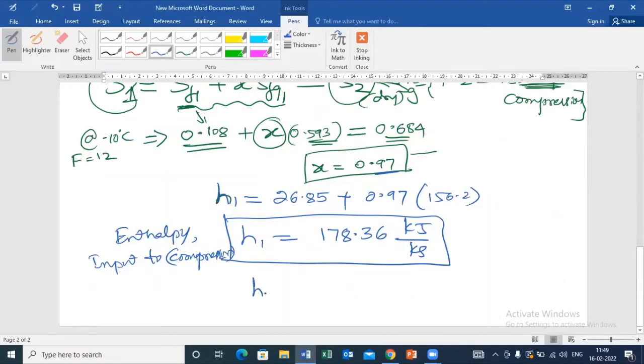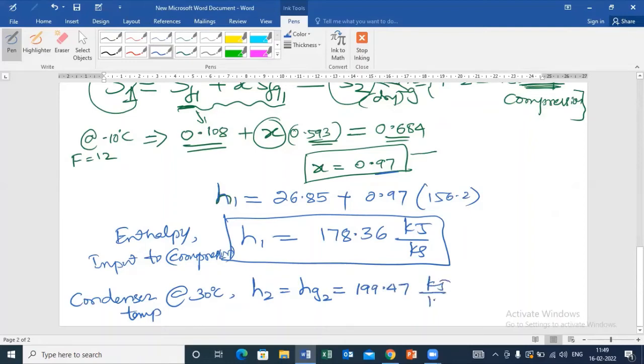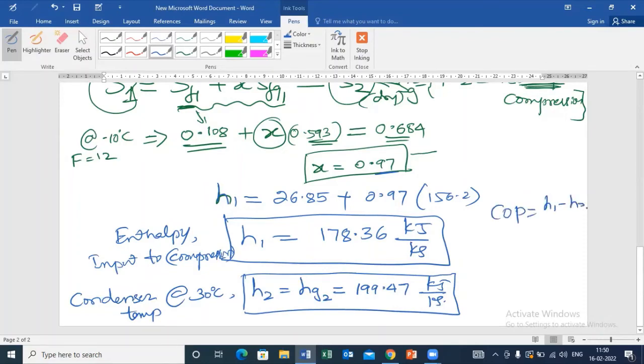I will write here H2. I will consider Hg2 at 30 degrees Celsius condenser pressure, condenser temperature 30 degrees. So 199.47 kilojoule per kg. Okay. So H1 and H2, both you have calculated now. Now left is H3 in the COP formula, H1 minus H3 divided by H2 minus H1. H1 you have calculated, H2 also you have calculated, and now your aim is to calculate the value of H3.